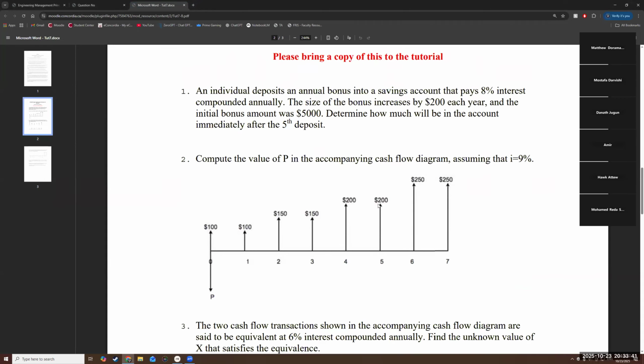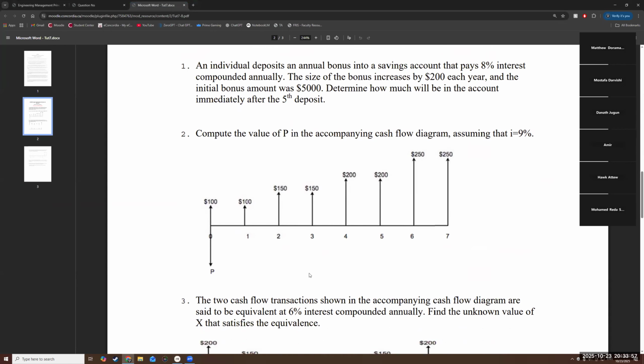Okay, so it says compute the value of P in the accompanying cash flow diagram, assuming that I is 9%. Okay, so basically what's going on here is that this P value here, which is negative, supposedly cancels out all of these positive values. So that means that if we take all of these revenues and calculate the present value of that, it should be equal to this P. And we need to find this value of P.